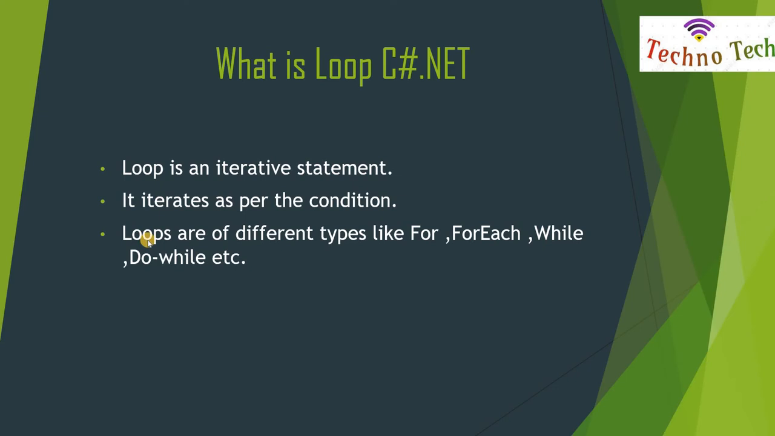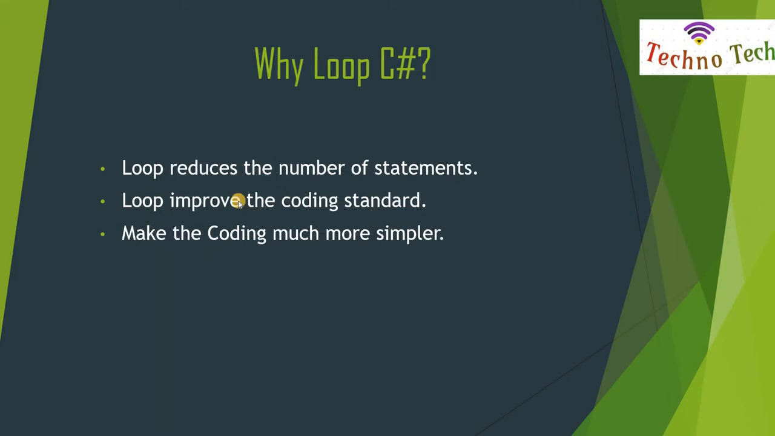So here in the third point, loops are of different types like for each, while, do while, etc. And these things we will discuss in later video sessions while discussing broadly about for each, while and do while loop. So let's go back to the next slide. So here, why loop in C#? There are three reasons why we are using loop in C#.